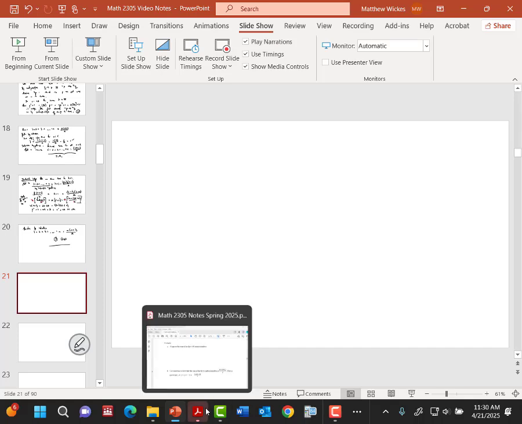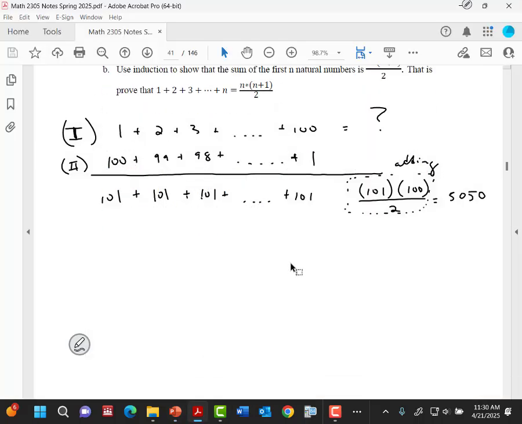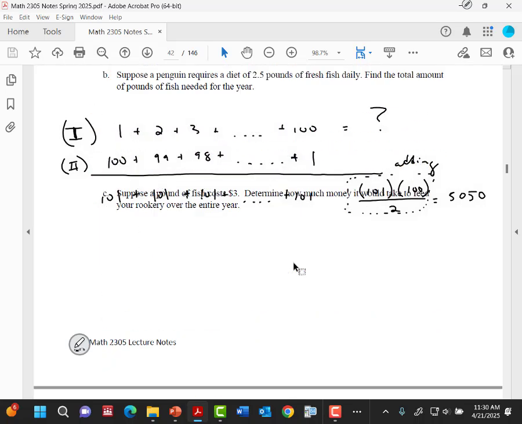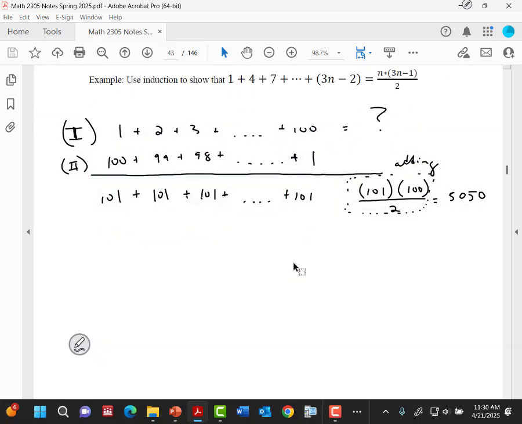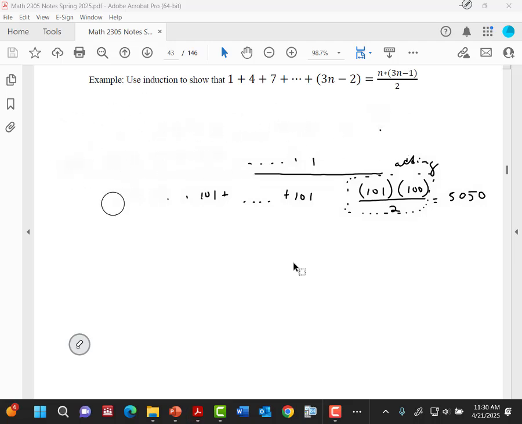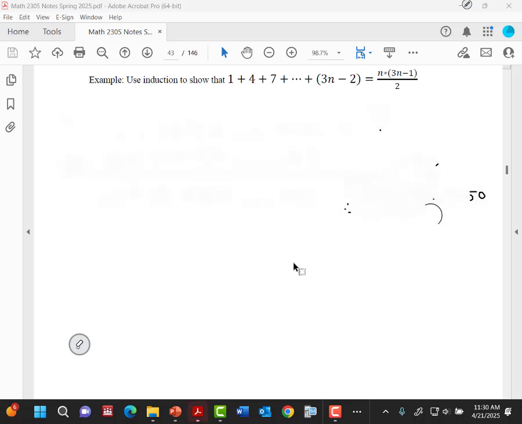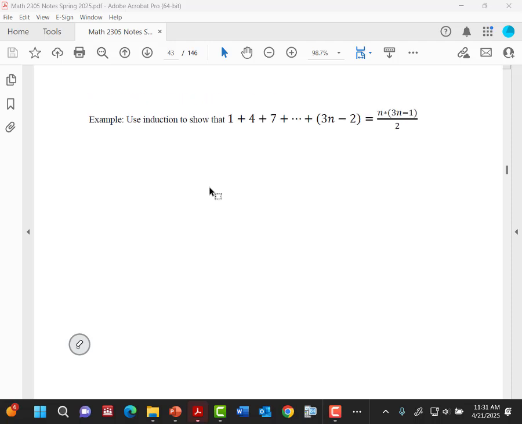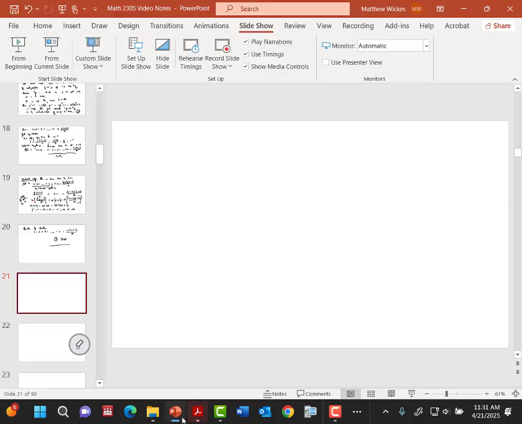If I return back to the notes, so that was B. Let's take a look at another induction example. So use induction to show that 1 plus 4 plus 7 dot dot dot. If we notice this pattern right here, I'm starting with 1 and I'm doing every third digit after that, plus all the way up to 3n minus 2 is equal to n times 3n minus 1 over 2. So I wish to show this using induction.